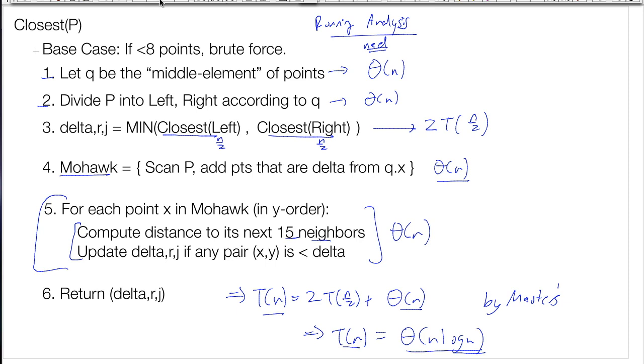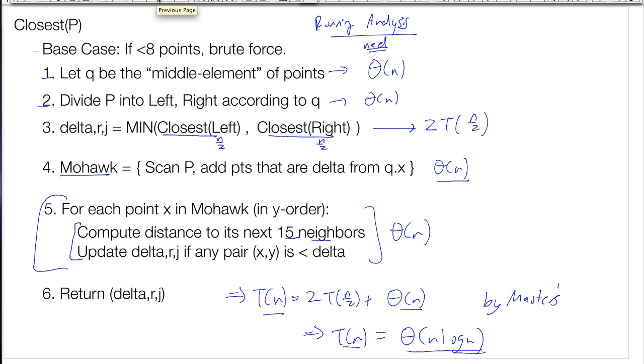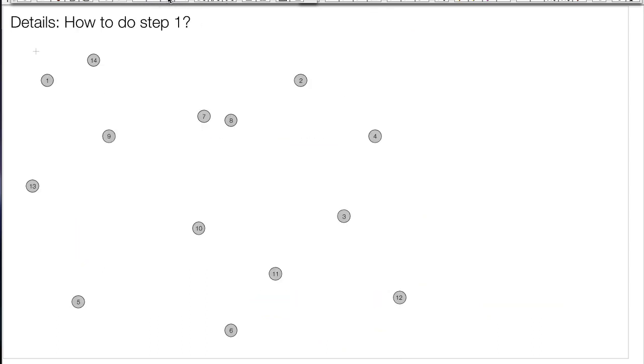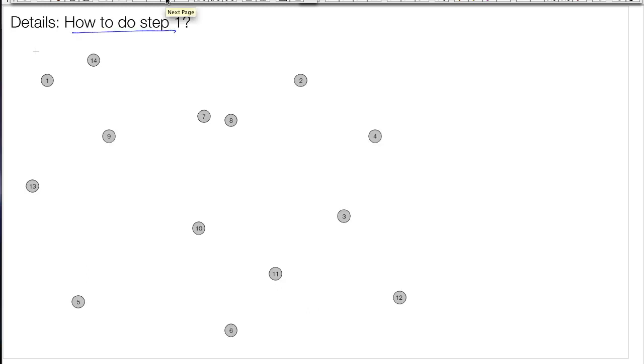Now, as you pointed out, there are a few problems with this solution. The first, how do I do step 1? Instead of getting to step 5, let's just start at step 1. Let Q be the middle element of the points, where they're given to me like this. And so how do I find the middle point? How do I draw this line right here that was so easy for me as a human to draw? That's problem 1.